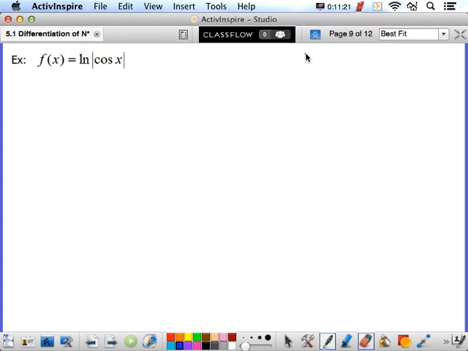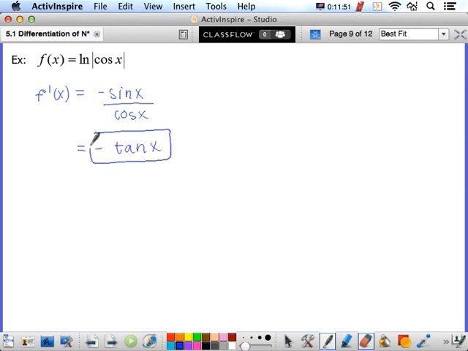So we have f of x equals the natural log of the absolute value of cosine of x. I'm not sure why they threw the absolute value on there, but it doesn't affect the answer. So we have f prime is equal to the derivative of, what's the derivative of cosine? Negative sine. Negative sine over cosine. And that equals negative what? Tangent. Tangent of x. Sweet. That's it.